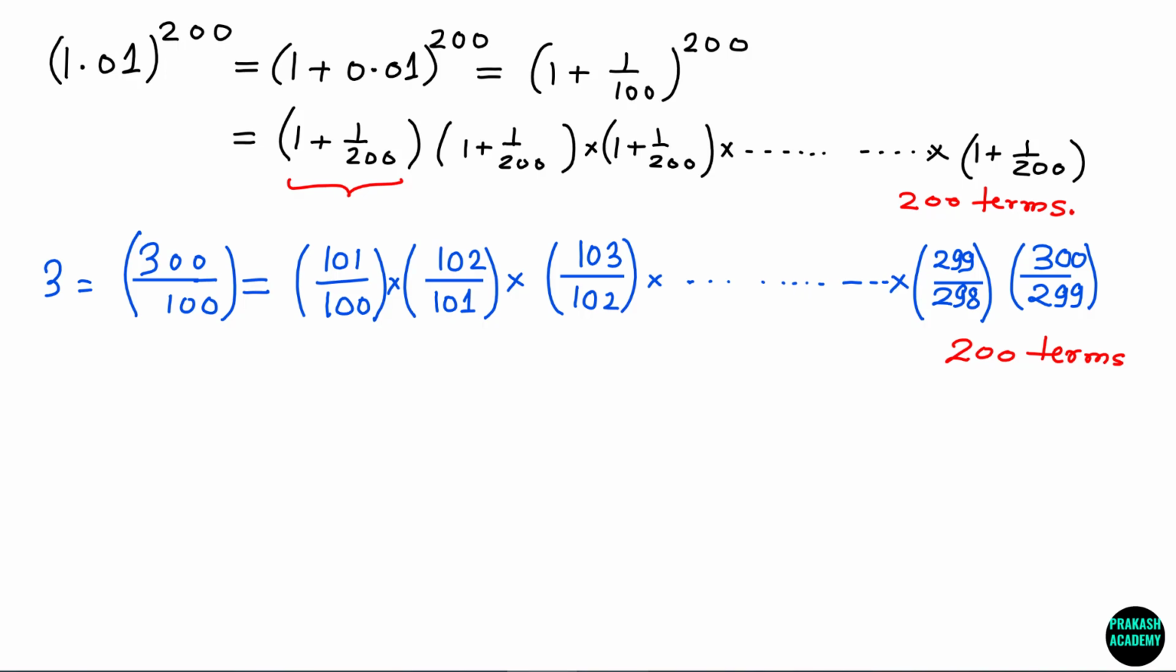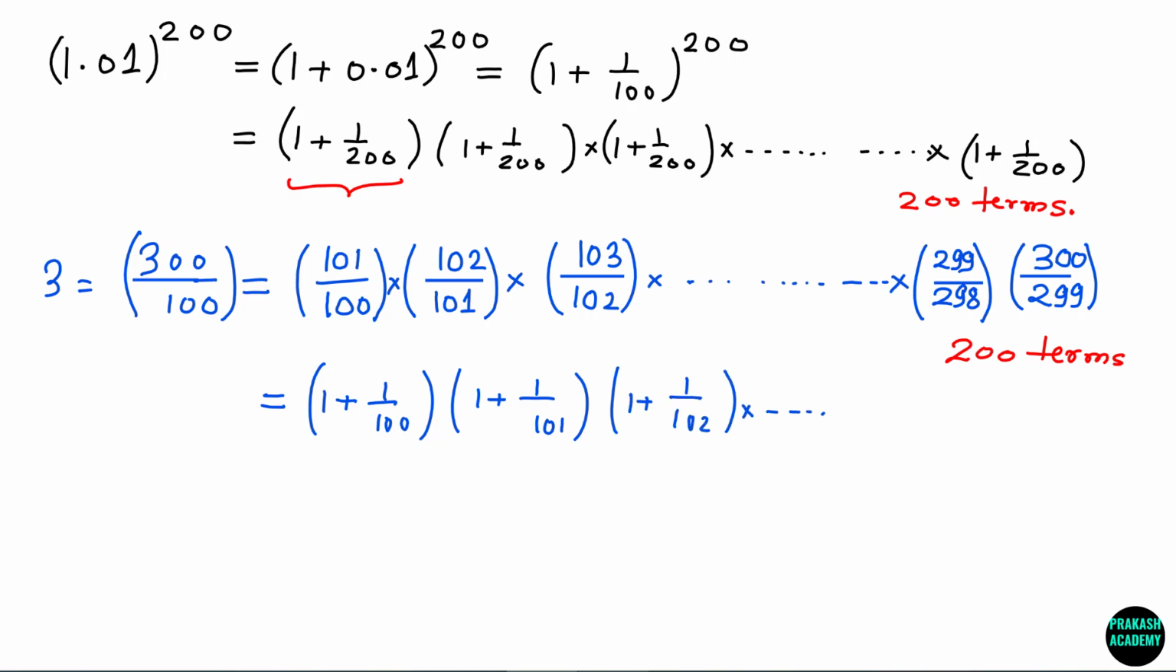But before taking the ratio, we can further simplify these numbers. So this can be written as 1 plus 1 by 100, and this can be written as 1 plus 1 by 101, and this can be written as 1 plus 1 by 102, and this will go on, and finally we'll have 1 plus 1 by 298, this multiplied by 1 plus 1 by 299. So let us take the ratio. So now we have to consider the ratio.